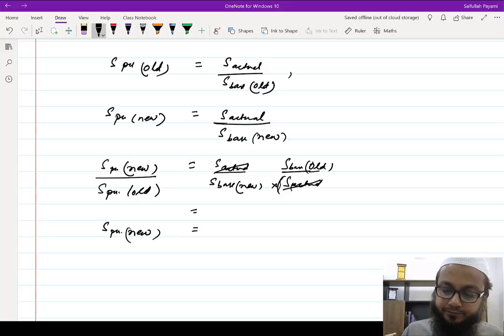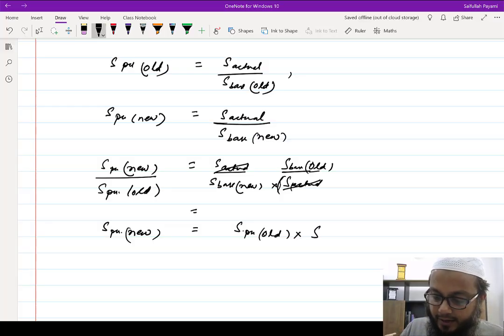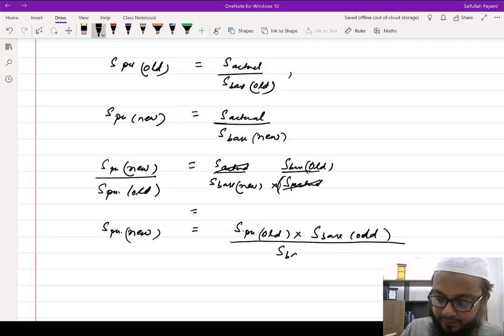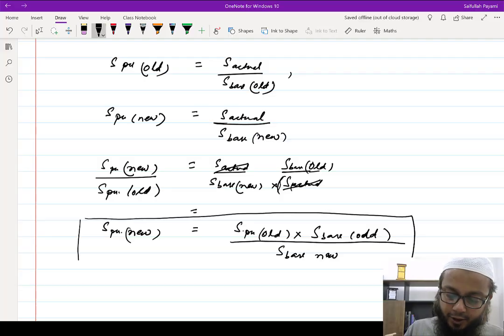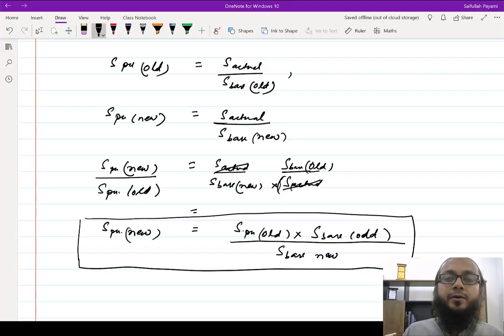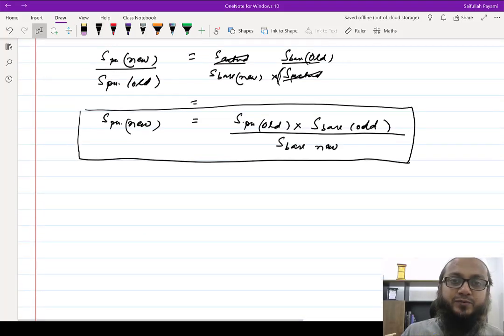is actually equal to S per unit old into S base old upon S base new. So this will give you the new per unit quantity of the apparent power in new base. Okay, if the old base was defined and you have changed the base quantity, so this will change.